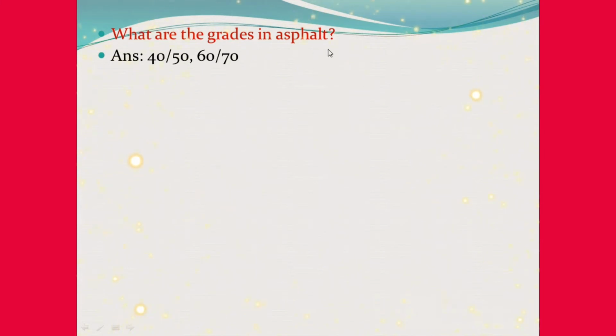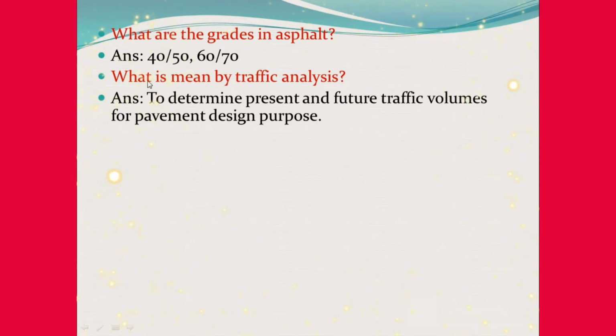What are the grades in asphalt? The answer is 40, 50, 40 by 50 and 60 by 70. These are mostly used in cold areas, and this other asphalt we are using in warm areas. What is meant by traffic analysis? The answer is to determine the present and future traffic volume for pavement design purposes.